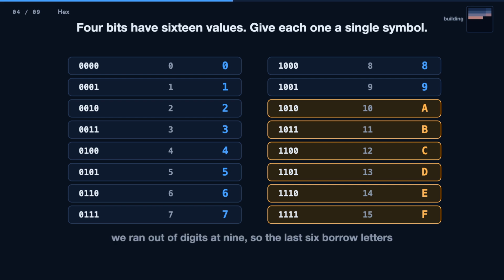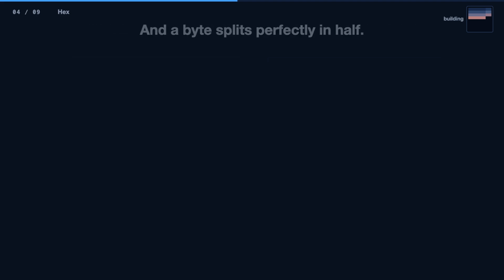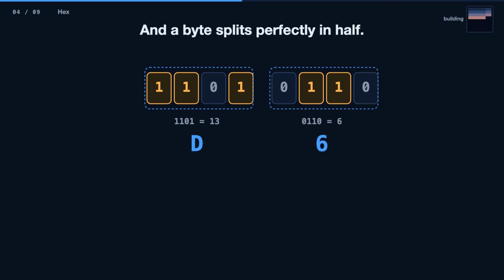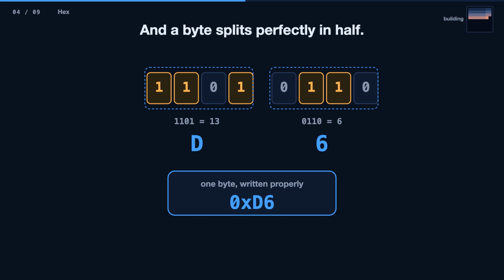So the last 6 borrow letters, A, B, C, D, E, and F. A is 10, F is 15. That is hexadecimal, and here is why it fits so well. A byte is 8 bits, which is exactly 2 groups of 4. So every byte is exactly 2 hex characters. 8 digits become 2, and the number has not changed at all.